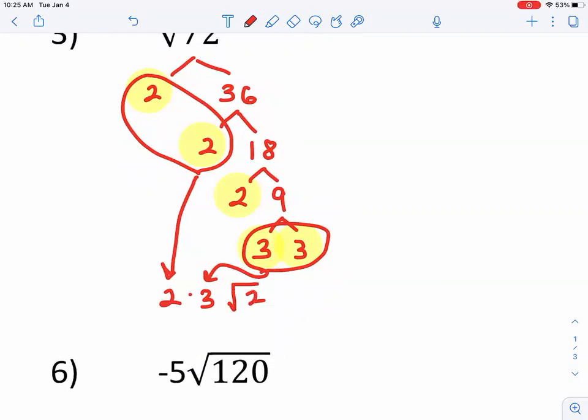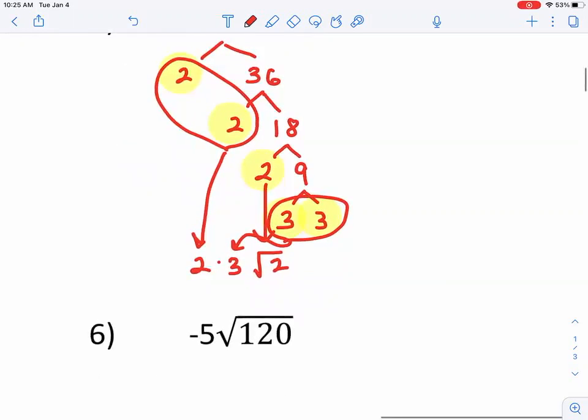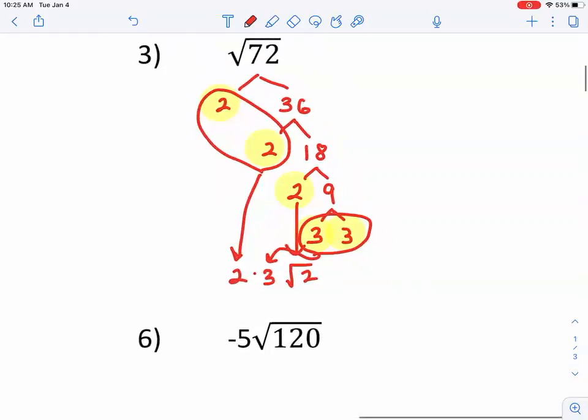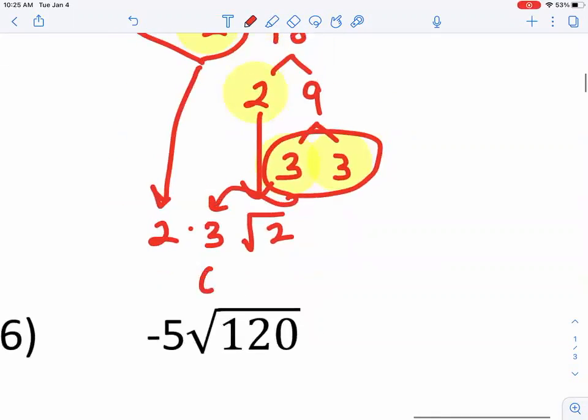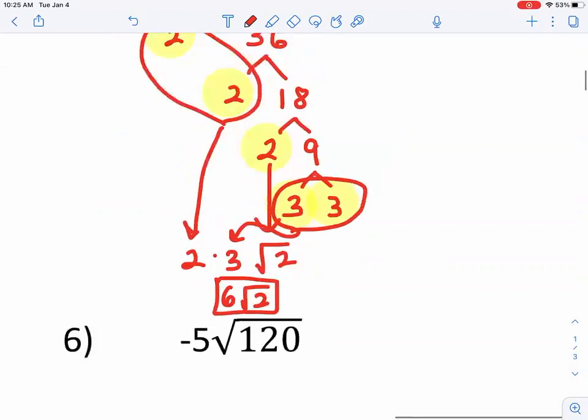And don't forget, I have one 2 left over, so I have to leave that underneath. I know that gets kind of messy. Our final answer will be 6. That's 2 times 3, so 6 times the square root of 2.